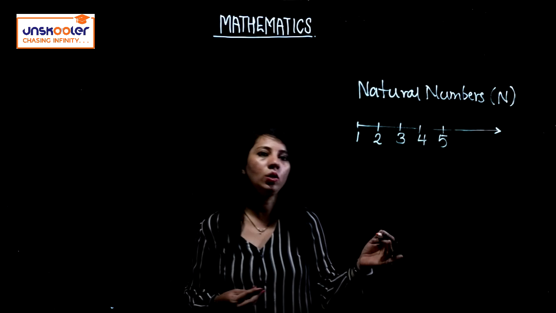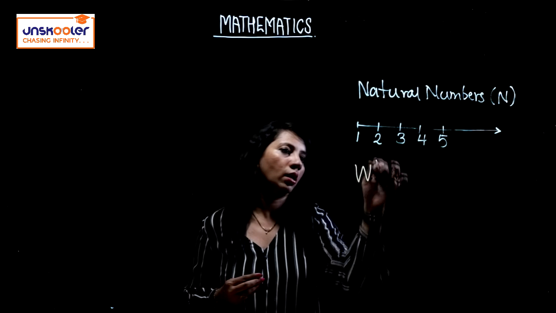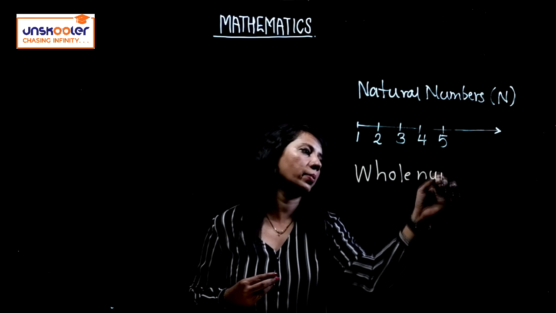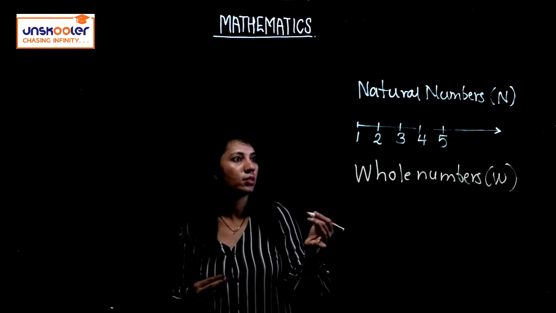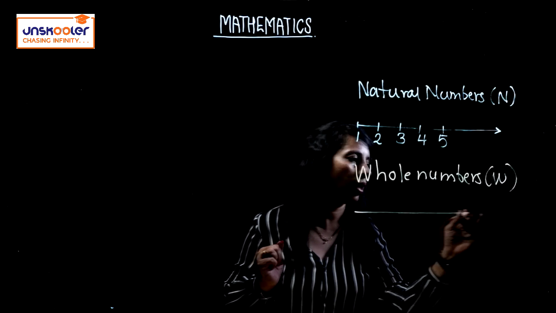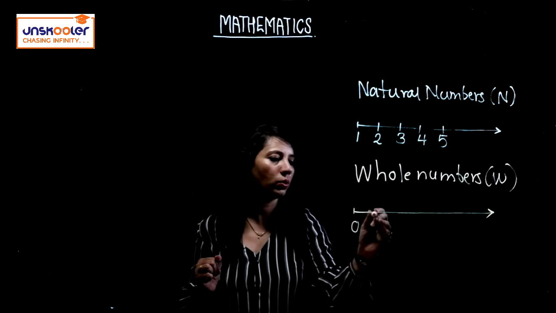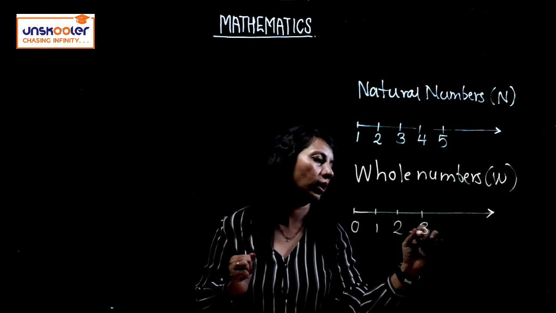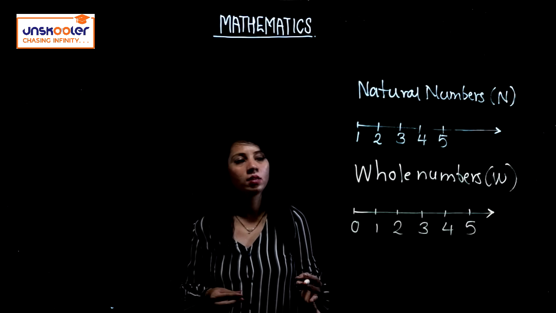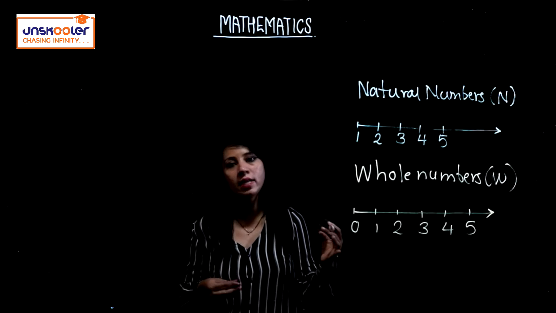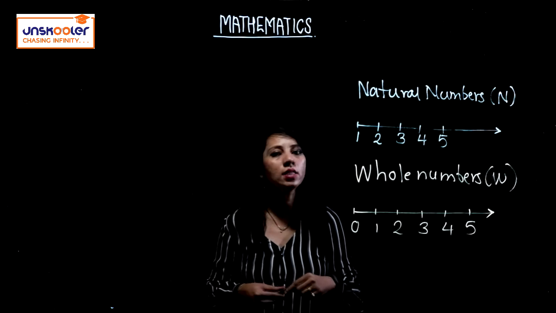So when I add 0 to the set of natural numbers, these numbers are called whole numbers. Now whole numbers are represented by the letter W. How to show it on the number line? So let us draw a number line. Whole numbers start from 0. So 0, 1, 2, 3, 4, 5 and so on. So these numbers are called whole numbers. So when I add 0 to the set of natural numbers, that set of numbers is called whole numbers.